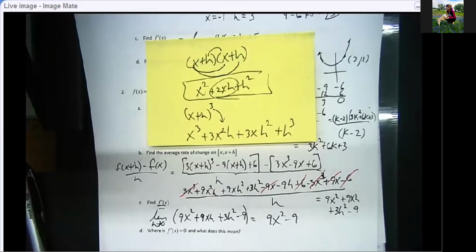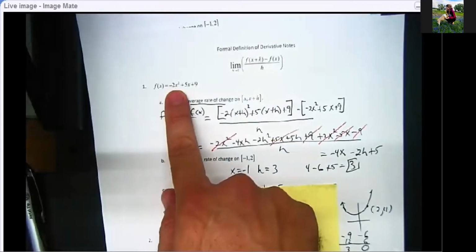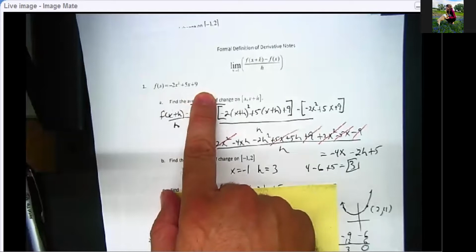Now, to finish this little story off, there's a couple of things that I wanted you to know. Back in the day, there's something going on here that I did want you to bring up. So the original problem number 1, I want you to look at this. Look at the original problem number 1. Look at the slope of this thing right here. The slope of negative 2x squared plus 5x plus 9. You see that? That was a quadratic, wasn't it?